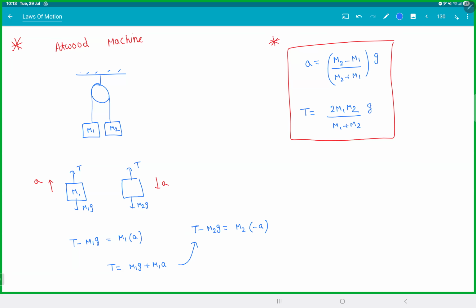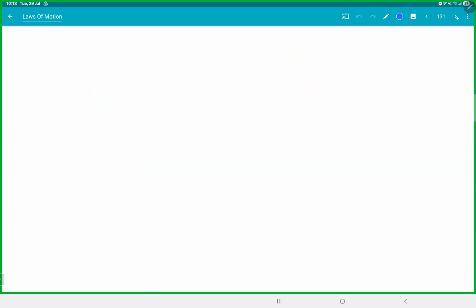Now listen to this thing. This thing I like to call the net force method. You can call it whatever you want. I just named it something.